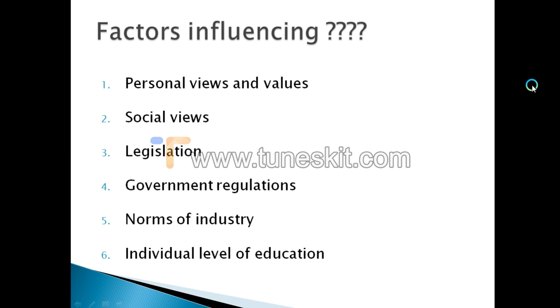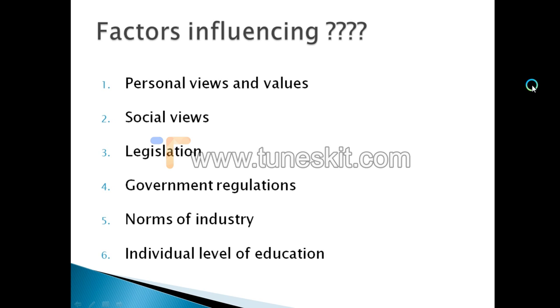So these personal views and values influence ethics, and since personal views and values are changeable over time, ethics are also changeable over time. Got it. Next is social views. Again, apply the same trick in this case as well. Your social views were different in your childhood days, and now you have different social views.